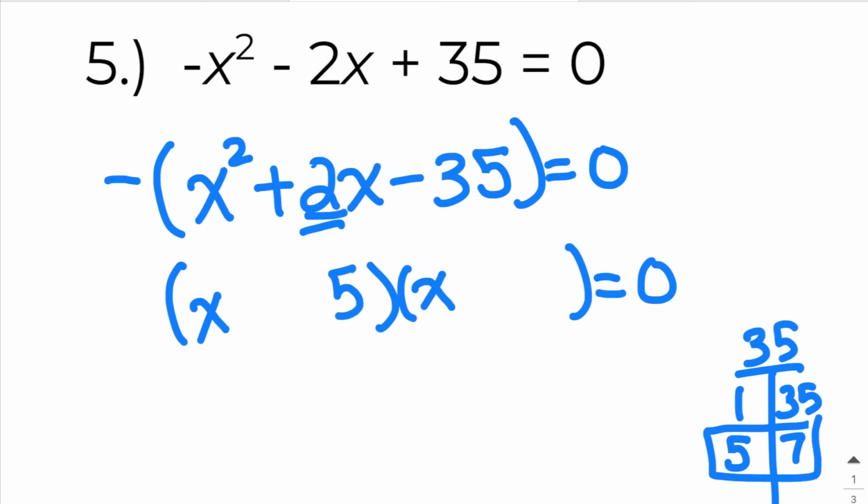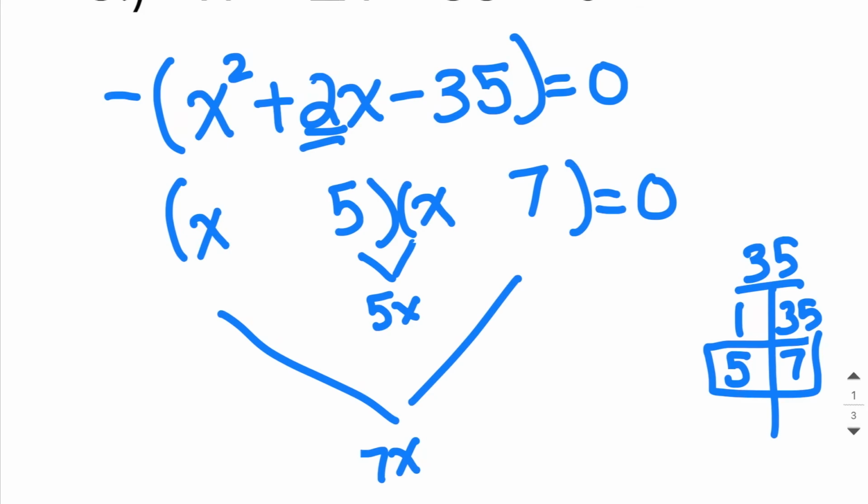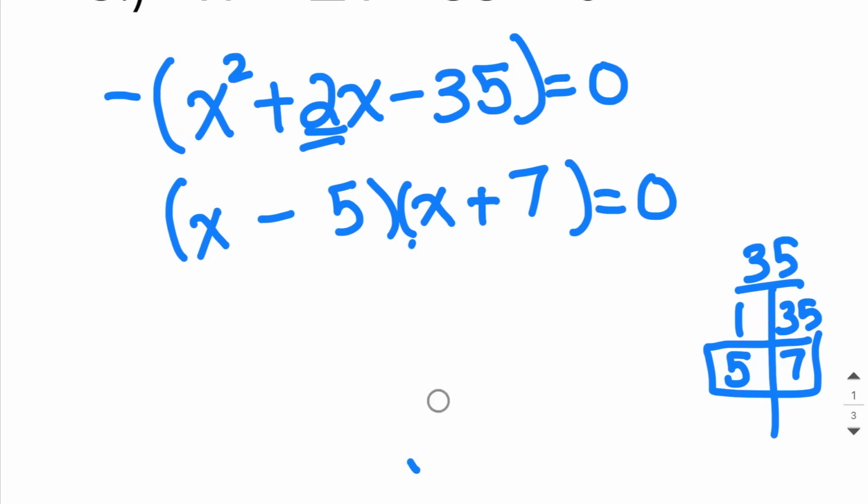So I'll try a 5 here, a 7 here. So I know that my inner will give me 5x. I know my outer will give me 7x. These are the same things that we would have in our box. And 5x and 7x would give me 2x if the 5 was negative and if the 7 was positive. But then I need to copy that negative down in front right here.